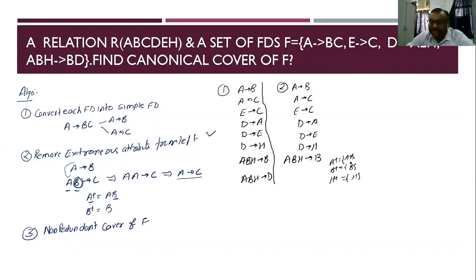The closure of H is simple H. So from A, B, H, you can write A in the place of this B. So this FD implies AH determines B, because in the place of this B, you can write A. Similar for this one, ABH determines D. This you can also write as AH determines D. So this is the second step.